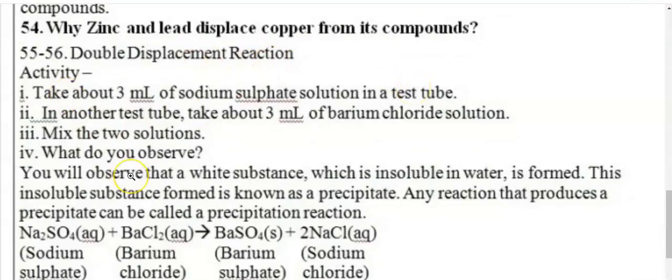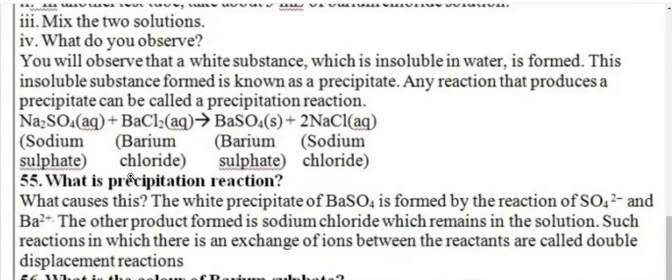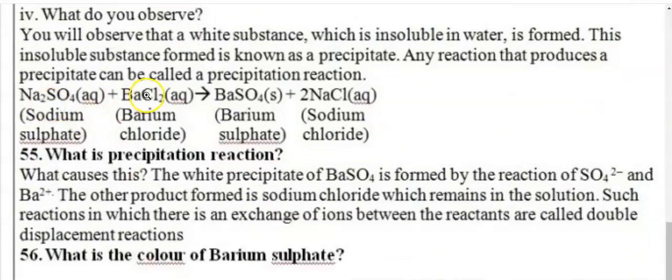Go through this activity carefully yourself. Here we find that sodium sulfate and barium chloride both have positive and negative ions. Sodium positive, sulfate negative, barium positive, chloride negative. This positive sodium replaces barium, and this barium comes this side. So it becomes sodium chloride and barium sulfate. Now both the ions are displaced, that is why it is called a double displacement reaction.